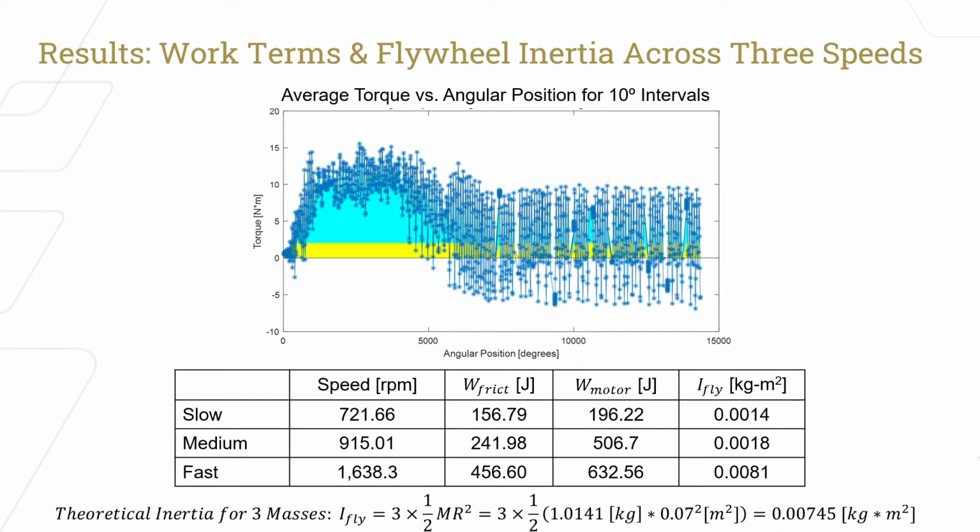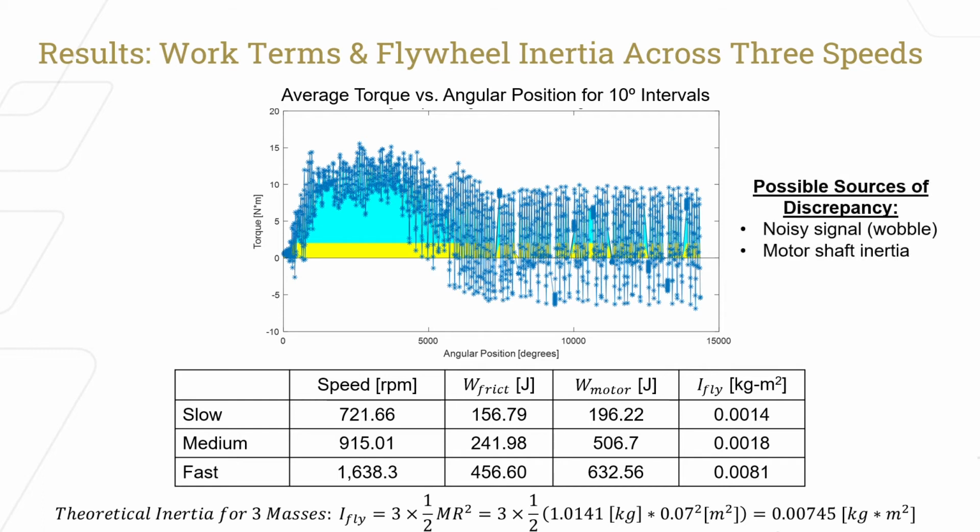The values calculated for the flywheel inertia, which consisted of 3 flywheel masses, are shown in the far right column of the table and can be compared to the theoretical value shown at the bottom. 2 possible sources have been identified for potentially causing the discrepancies between the theoretically and experimentally calculated inertias.